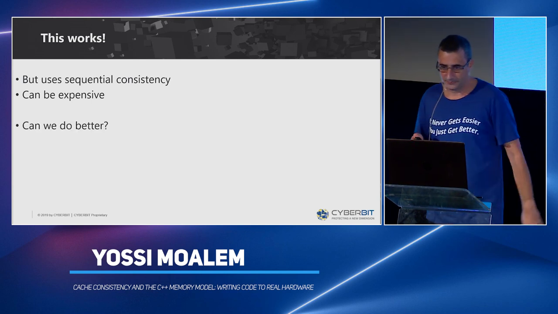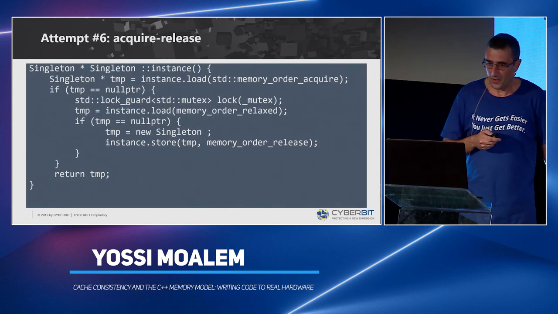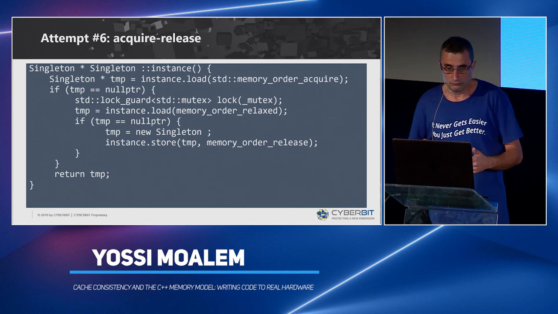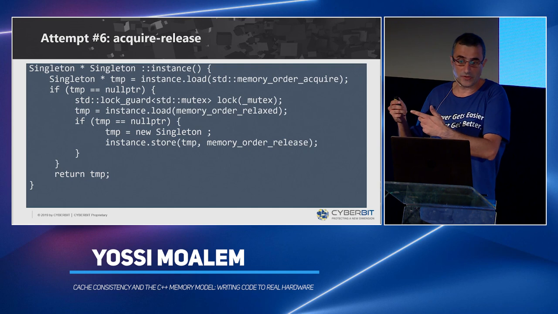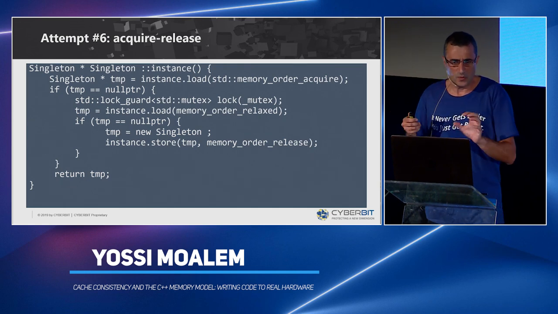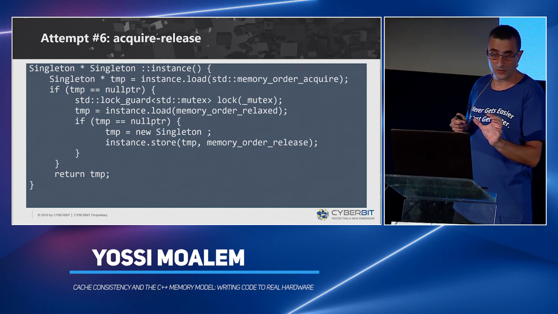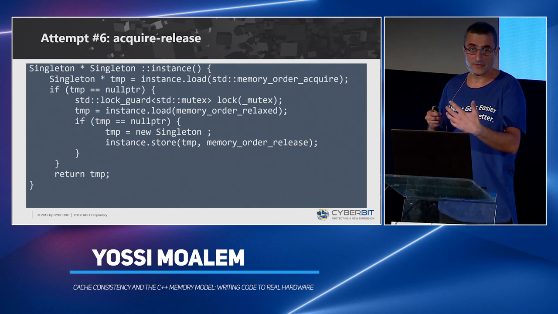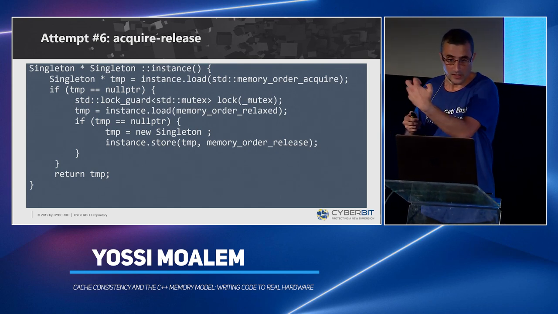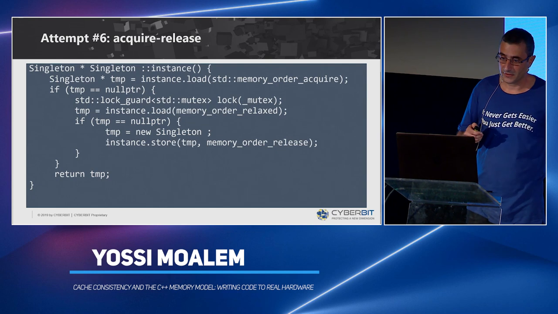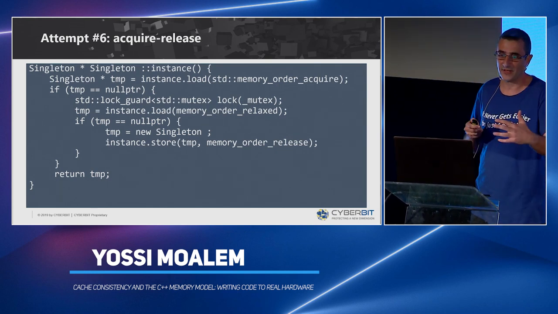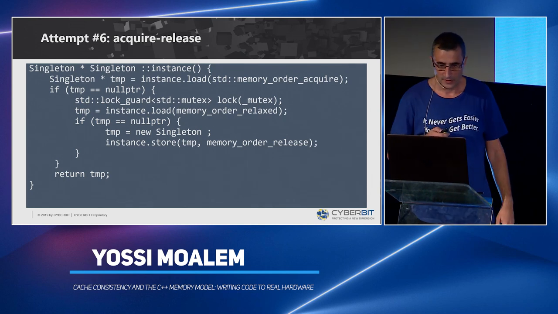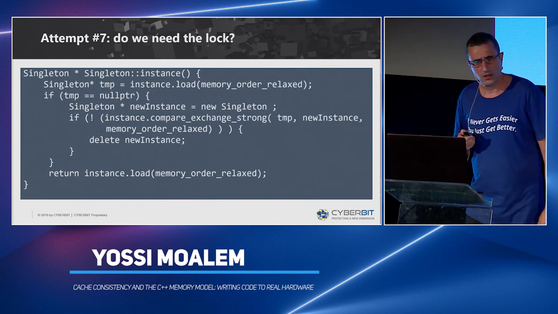Can we do better? Well, yes. If you use acquire-release, I'm checking with acquire, I'm setting with release. When I'm just testing, I can test it with relaxed because I'm inside the lock. So that works, and that's faster than the previous version. But do we really need the lock?